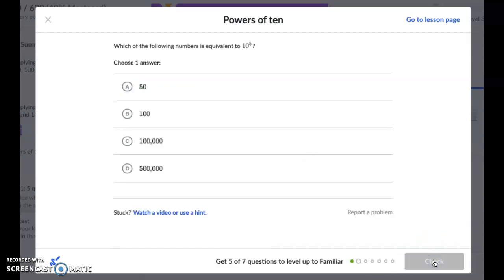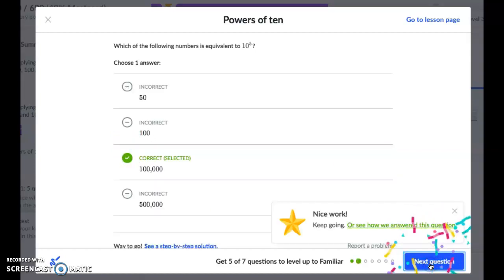Which of the following numbers is equivalent to 10 to the 5th power? Well, 10 to the 5th power is going to be 10 times 10 times 10 times 10 times 10. And if we use those numbers that we already know, then we should know that 1 times 1 is 1, and then we need to add 5 zeros on the end. So this 5 up here can kind of remind you that that's 5 zeros. So 10 to the 5th is going to be 100,000.